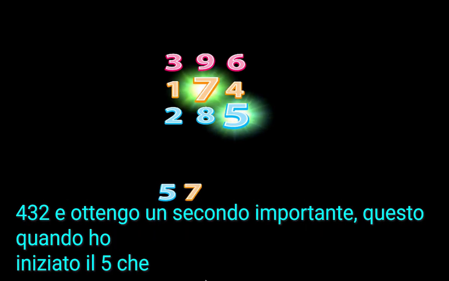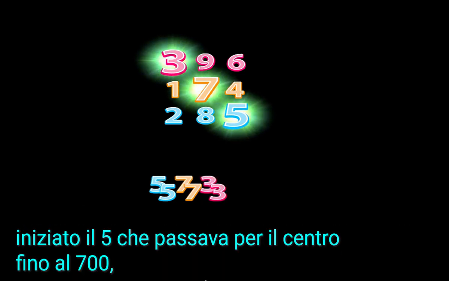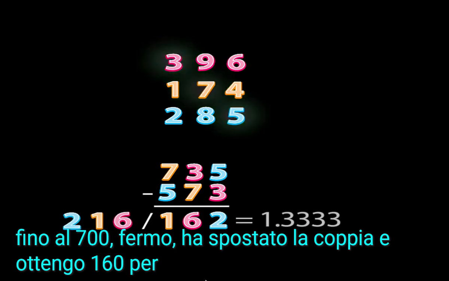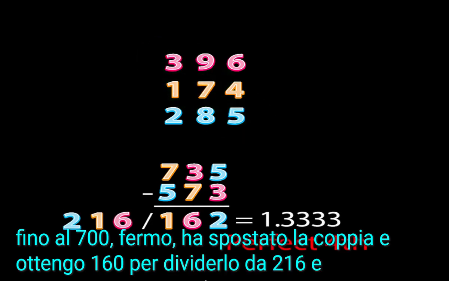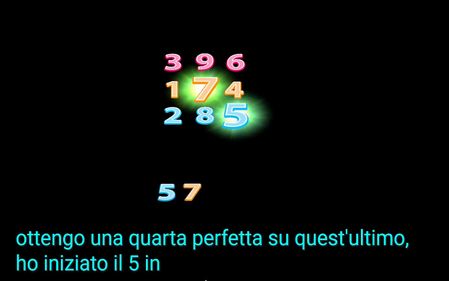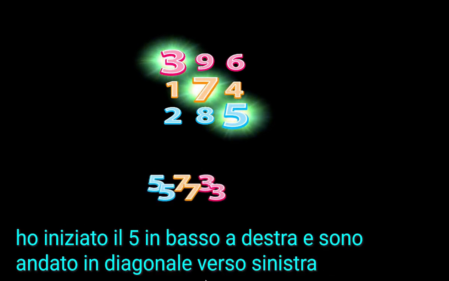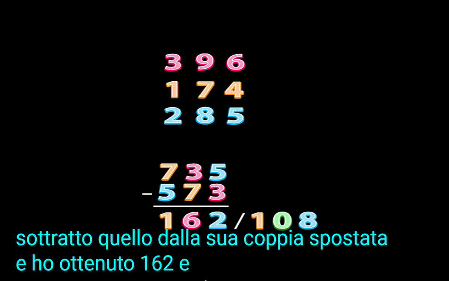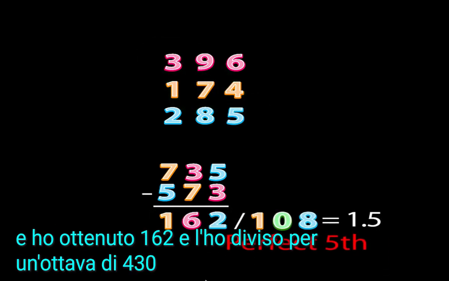This one I start at the 5, go through the middle to the 7 and the 3, and I subtract that from its shifted pair, and I get 162. Divide that from the 216, and I get a perfect fourth. On this last one I start at the 5 in the lower right and go diagonally up to the left, and I subtract that out from its shifted pair, and I get 162. And I divide that by an octave of the 432, and I get a perfect fifth.